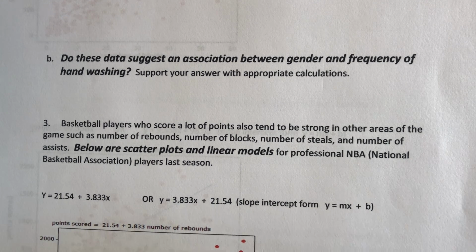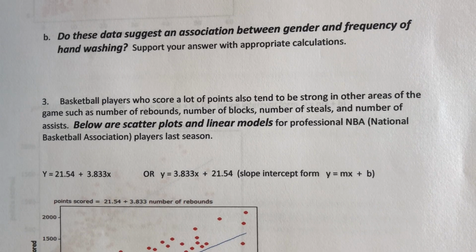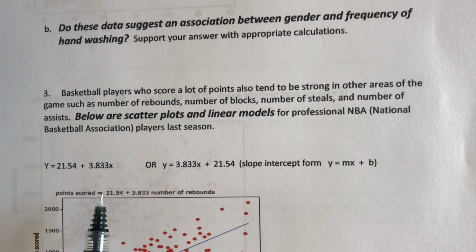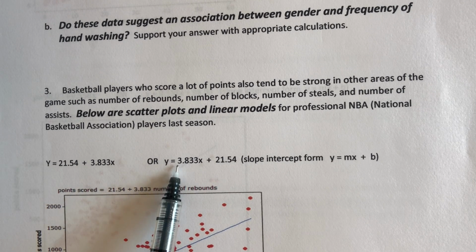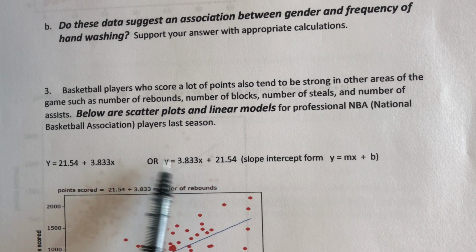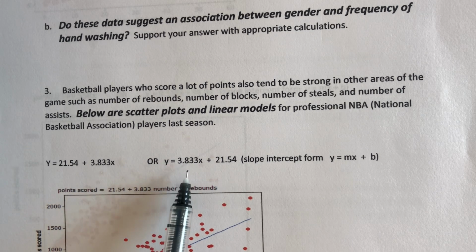On this first one, you see that it says the equation that represents this scatter plot is given as y equals 21.54 plus 3.833x. That's a slope-intercept form of an equation, but usually we would see it like this, so I just retyped this over. This is how it's given on the test. I did this for you because I thought it would help you more.